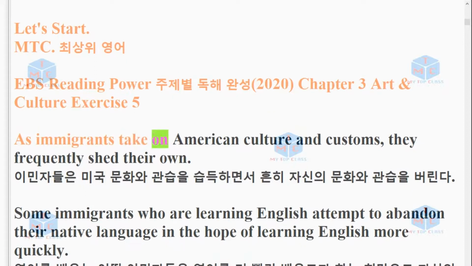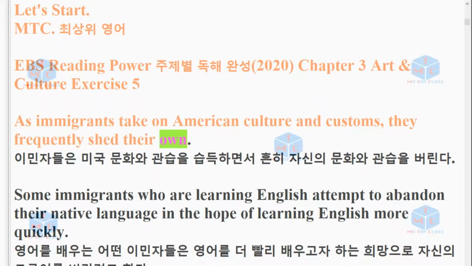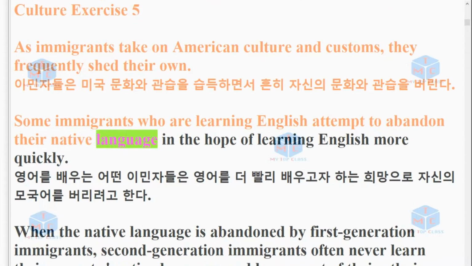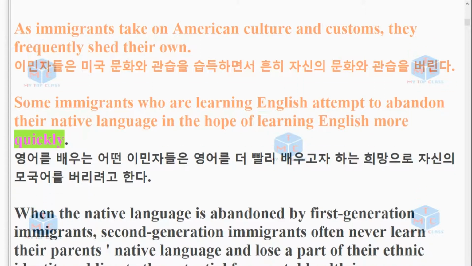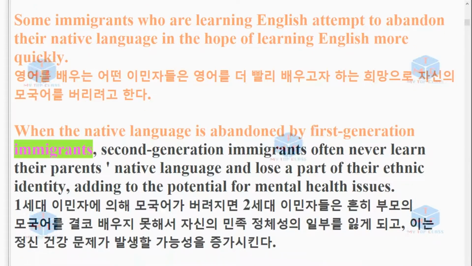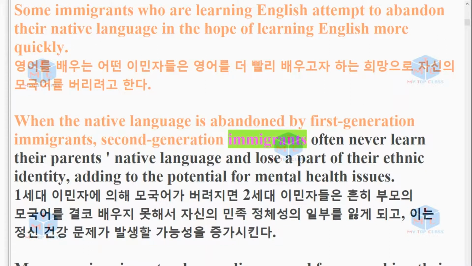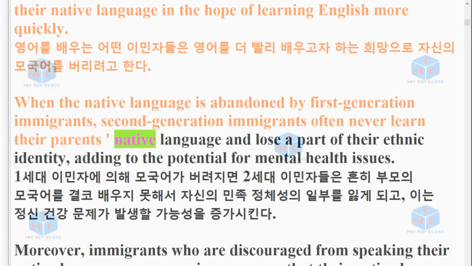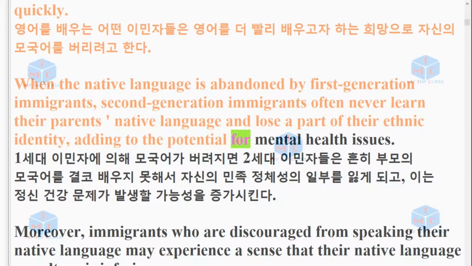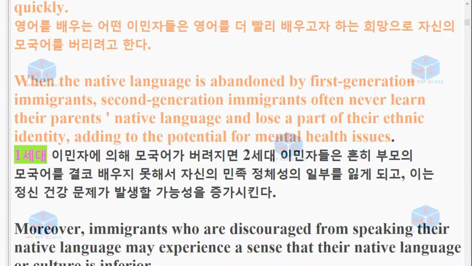As immigrants take on American culture and customs, they frequently shed their own. Some immigrants who are learning English attempt to abandon their native language in the hope of learning English more quickly. When the native language is abandoned by first-generation immigrants, second-generation immigrants often never learn their parents' native language and lose a part of their ethnic identity, adding to the potential for mental health issues.